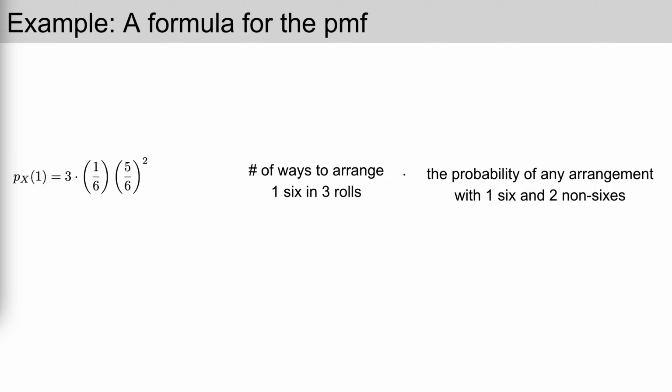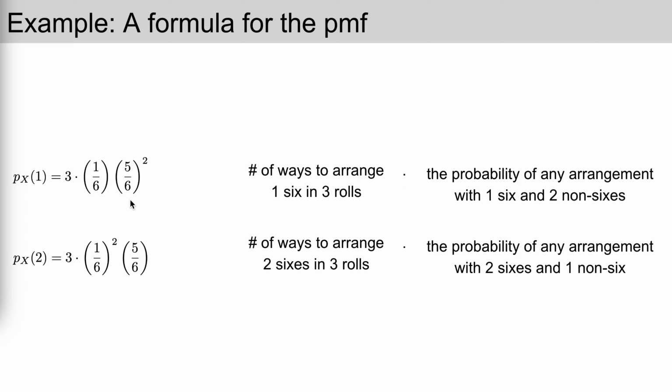To build a formula for our dice experiment, let's revisit some patterns in our calculations. First, remember that we calculated the probability of getting 1 6 by noting that there are 3 ways to arrange 1 6 in 3 dice rolls, and that each of these arrangements that has 1 6 and 2 non-6s has a probability of 1/6 times 5/6 squared. Similarly, there are 3 ways to arrange 2 6s in 3 dice rolls, and each of these arrangements has a probability of 1/6 squared times 5/6.